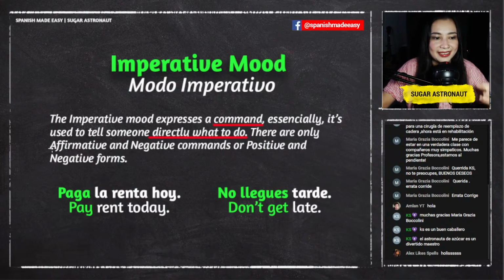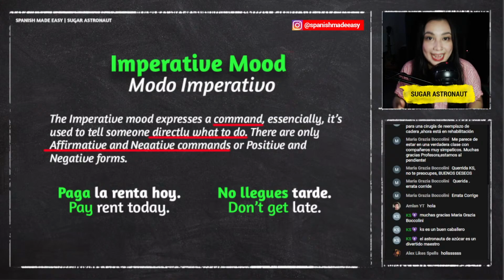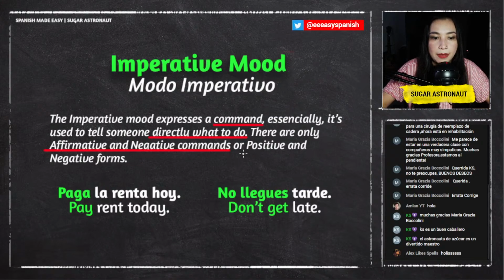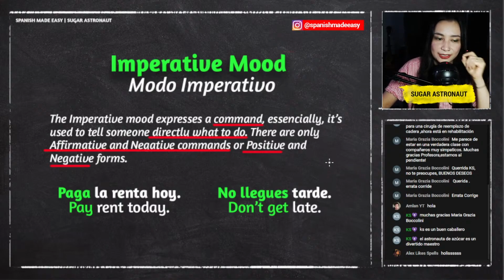So there are only affirmative and negative commands. We don't have tenses. We have affirmative or negative commands. Also, they're known as positive or negative forms. This one is very, very interesting, because this is about being a bossy person. So that's the imperative mood, el modo imperativo.